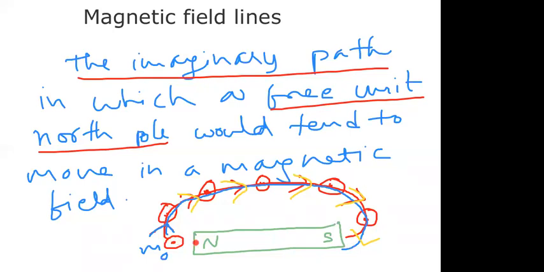Why? This is a unit north pole. North repels, and north also attracts towards south. So the path in which it is traveling towards the south, if I draw one imaginary line, that line is called the magnetic field line. I hope you understood what a magnetic field line is. Let us see its characteristics here.